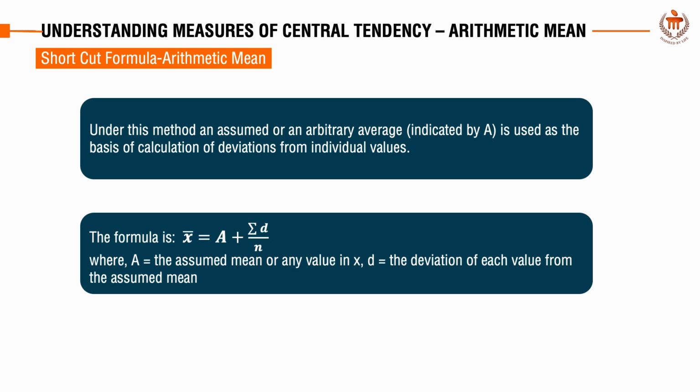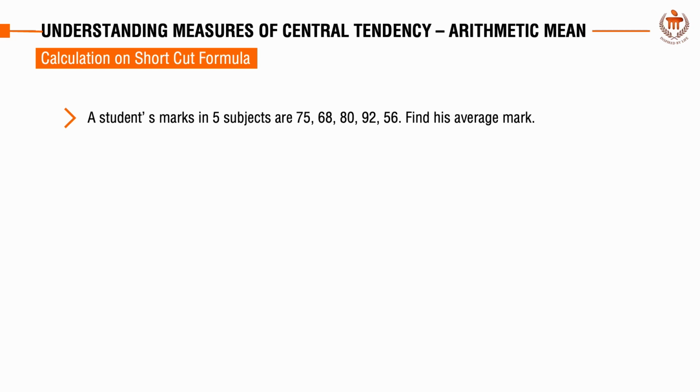What is basically d? D is the deviation of each value from the assumed mean, and the total sum of that, when divided by n, is added to the assumed mean to get the arithmetic mean of the observations. Imagine we have a class of 5 students and their marks are 75, 68, 80, 92, and 56.